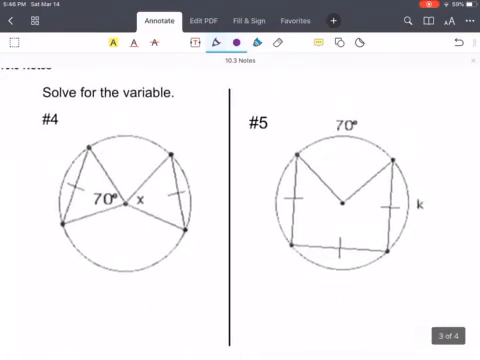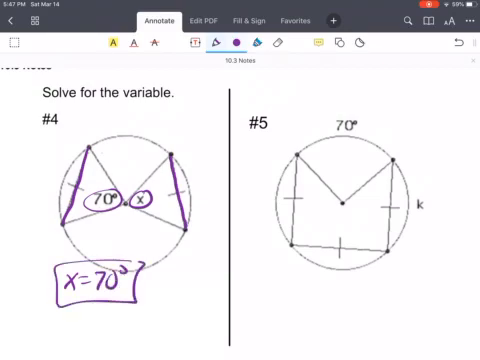So applying that to a couple examples. First off, I have chords are congruent, which means my central angles must also be congruent, so therefore x is equal to 70 degrees.